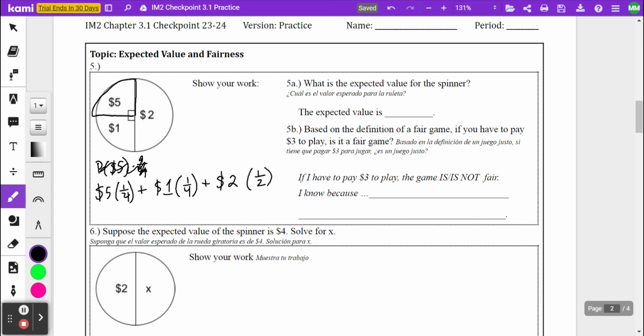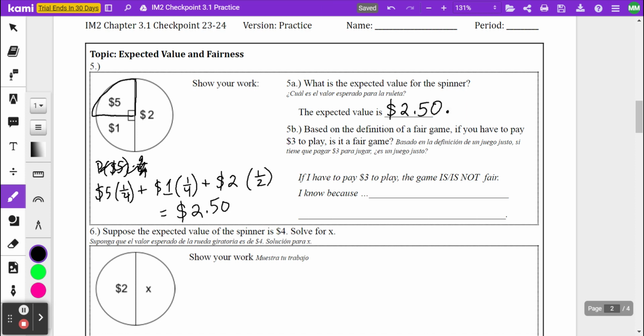On my calculator, I'm just putting it straight in. 5 times 1/4 plus 1 times 1/4 plus 2 times 1/2. Enter. And that gives me $2.50. So if I play this game and it doesn't cost anything to play it, the expected winning is $2.50.